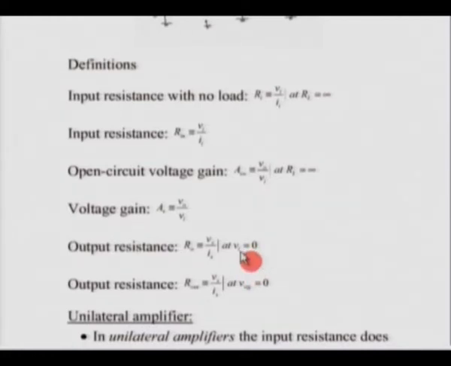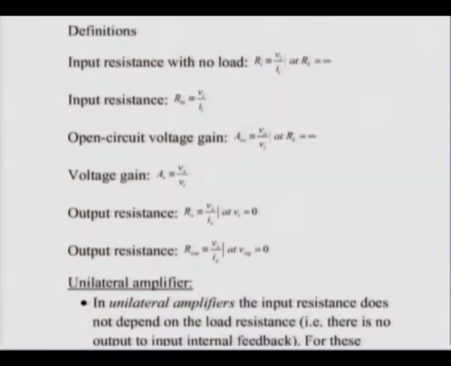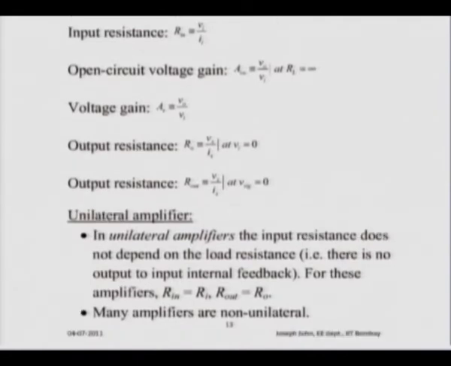Now, in the previous case, the assumption is that your R sig is 0, but in a general case the series resistance of the source may not be 0. So, you would make V sig 0, which means you would have the effect of R sig. Now, it may be quite confusing to see why we have two sets of input resistances and two sets of output resistances.